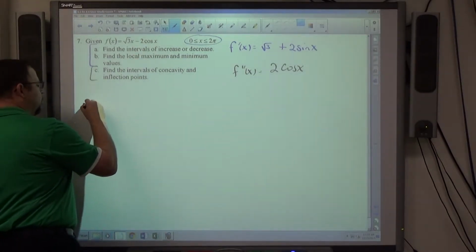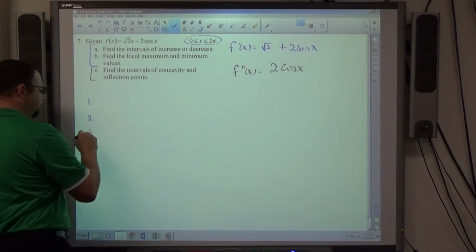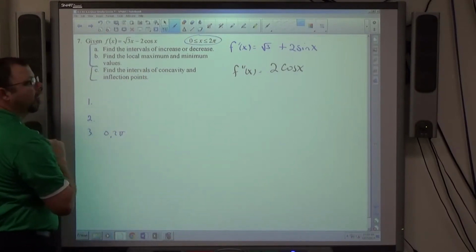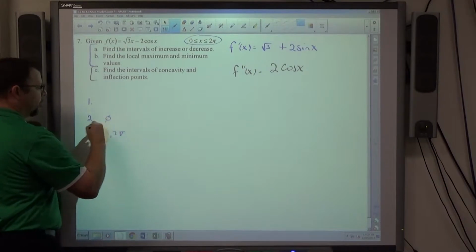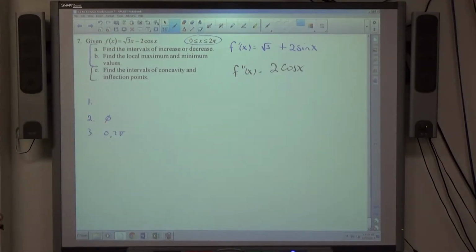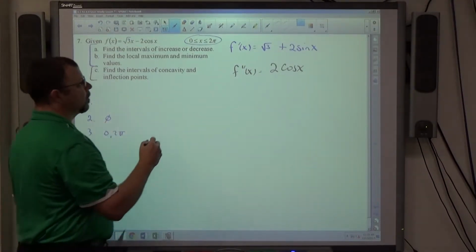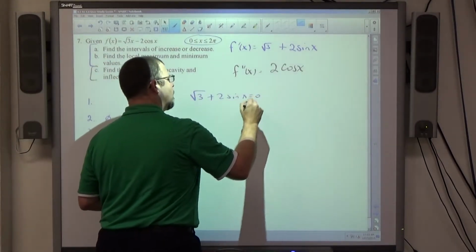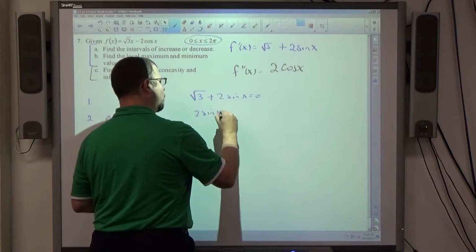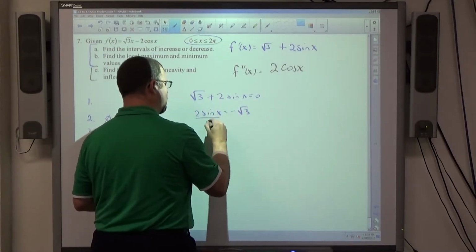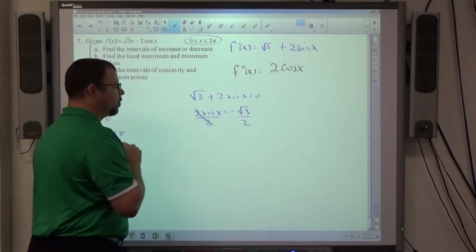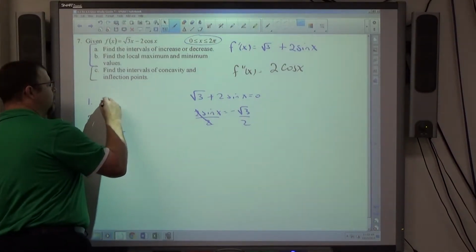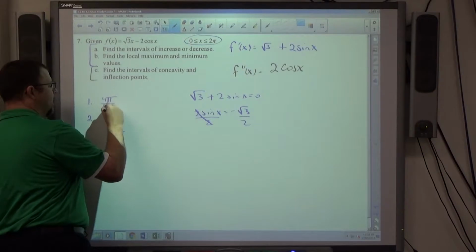So for critical numbers, for the first derivative, endpoints, of course, 0 and 2 pi. Sine and cosine are never undefined, so there's no criteria 2 happening. For criteria 1, I want the square root of 3 plus 2 sine of x to equal 0. That means that 2 sine of x equals negative the square root of 3. Divide by 2, divide by 2. So I want the sine of x equals negative square root of 3 over 2. That occurs at 4 pi over 3 and 5 pi over 3.